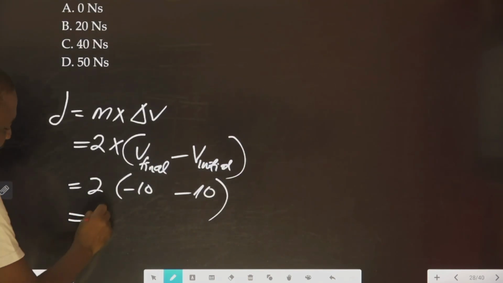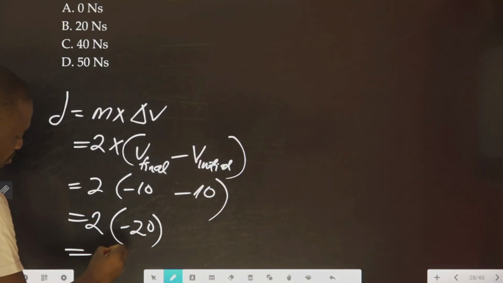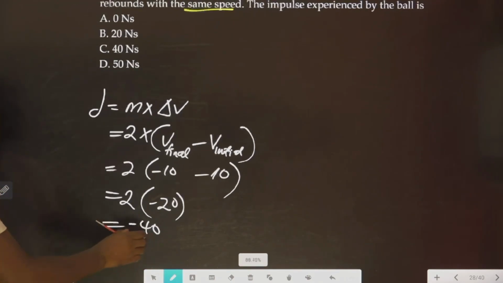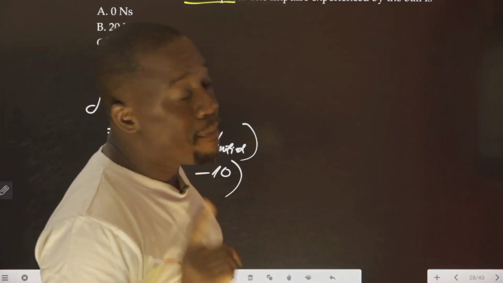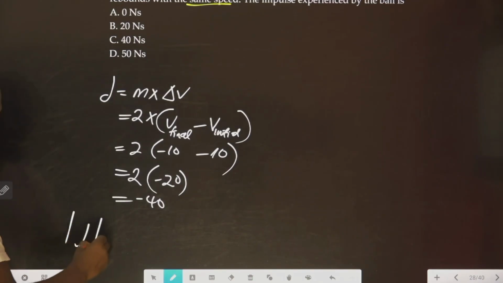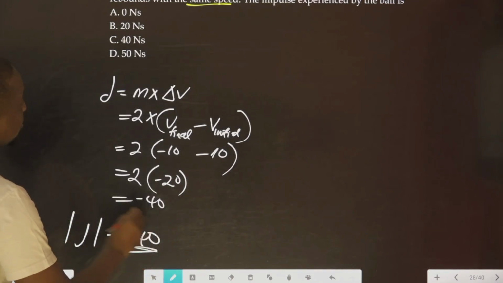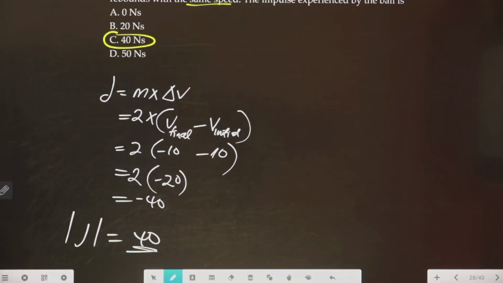What it means, therefore, is 2, which will give us minus 40. But one thing about impulse, we are interested in the magnitude. Therefore, we need to calculate the absolute value of this, which is 40. So the answer is this, 40 Newton per second.